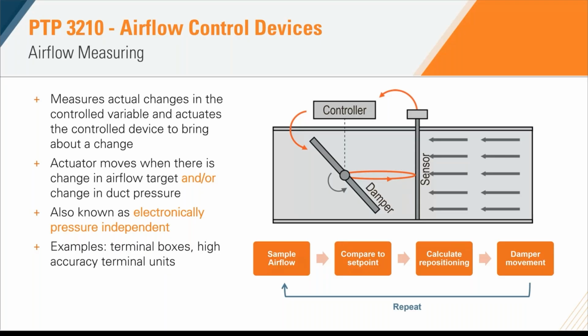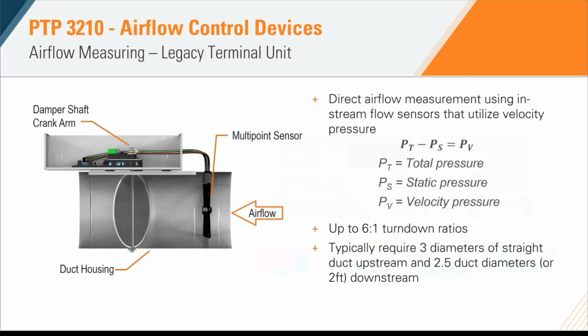So the first air valve technology that we're going to cover that falls under this category is our legacy terminal unit. Here, it's typically going to involve some direct airflow measurement using in-stream flow sensors. In the example we're showing here on the left, it's a legacy terminal unit with a multi-point sensor, but of course there are a variety of sensors that can be used in this sort of air valve technology. In this case, the multi-point sensor is measuring total and static pressure in order to calculate that velocity pressure.